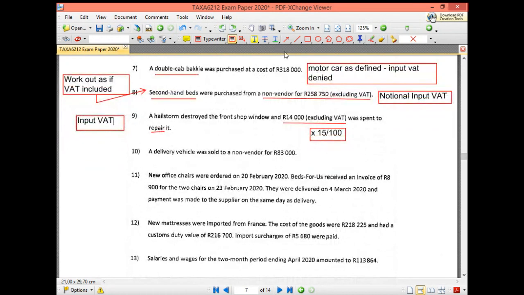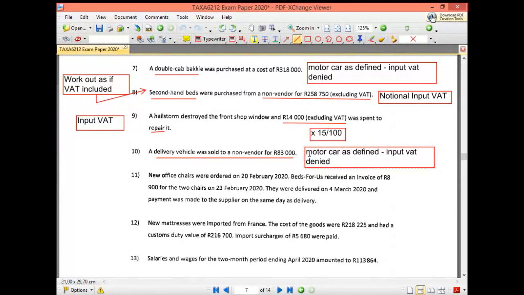And then we've got a delivery vehicle was sold to a non-vendor for 83,000. Now the rule says if I sell a vehicle and input VAT was initially declined, I do not have to raise output VAT. Now delivery vehicle is not defined as a motor car. So that means I have to raise output VAT on that amount.